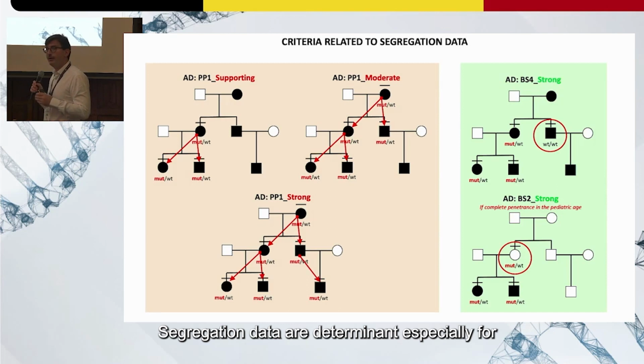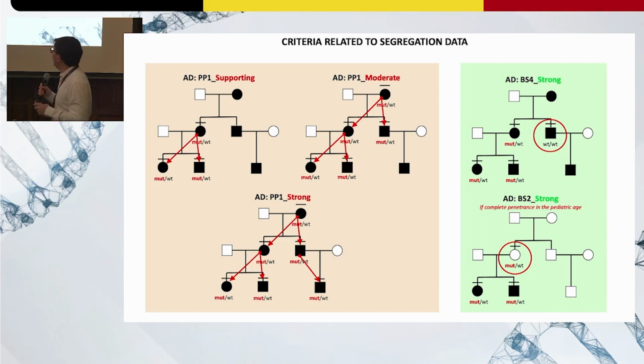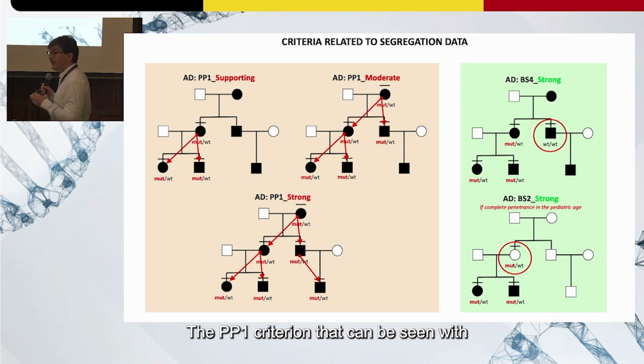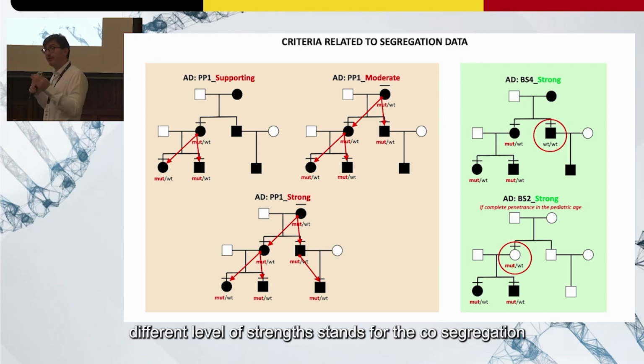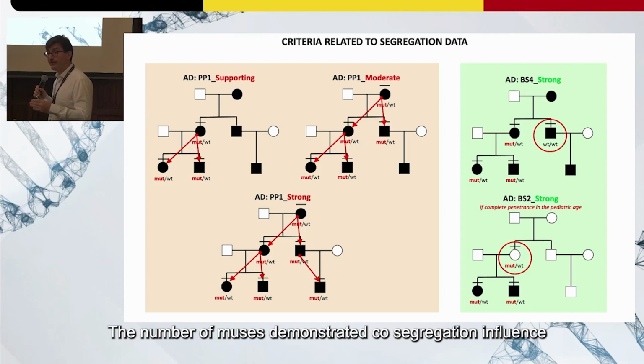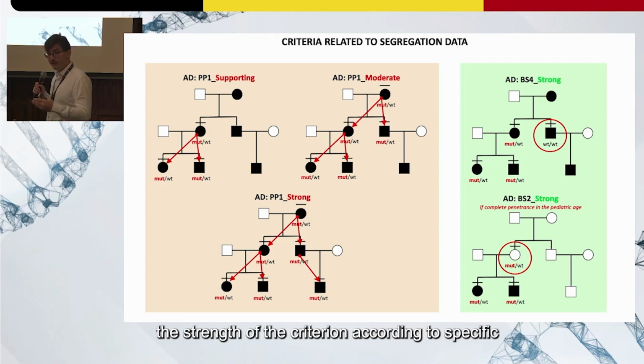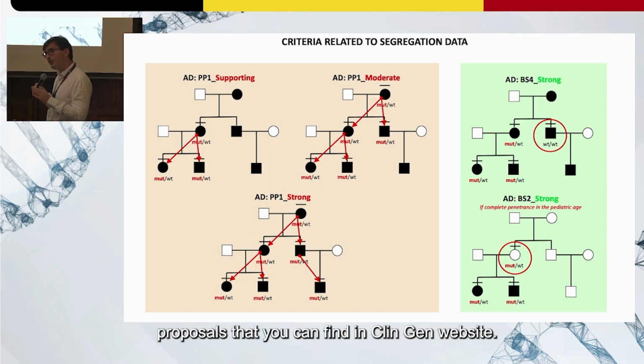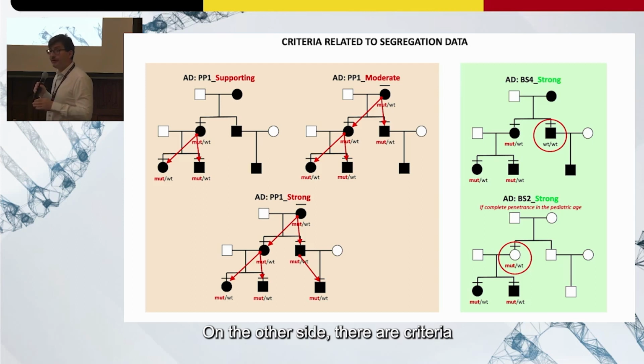Segregation data are determinant, especially for Mendelian conditions with full penetrance. The PP1 criterion, that can be used with different levels of strength, stands for the co-segregation of the phenotype with the genotype within the family. The number of meioses demonstrating co-segregation influences the strength of the criterion, according to specific proposals that you can find in the ClinGen website.